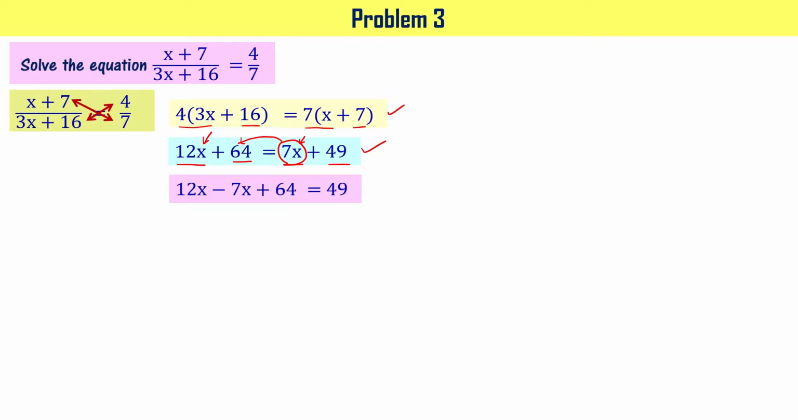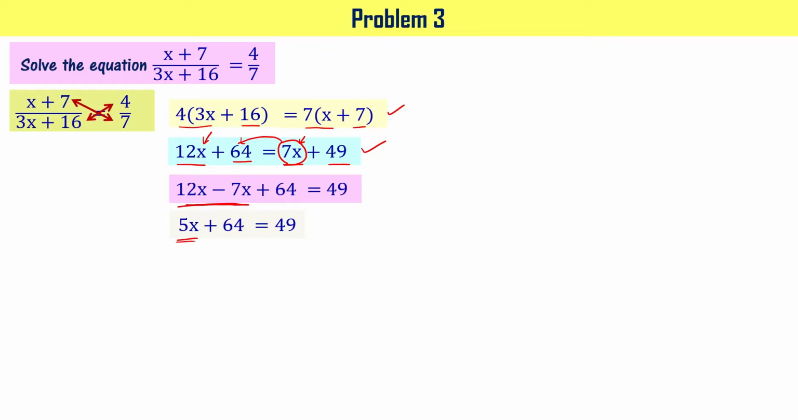Let's first start with transposing 7x. So it becomes minus 7x when it comes to this side, right? 12x minus 7x plus 64 equal to 49, right? When you simplify it, 12x minus 7x equals 5x. The rest of the equation remains the same, right? 5x plus 64 equal to 49.